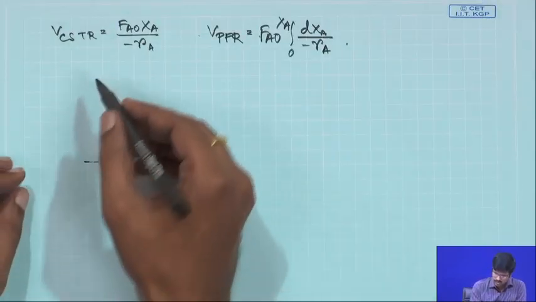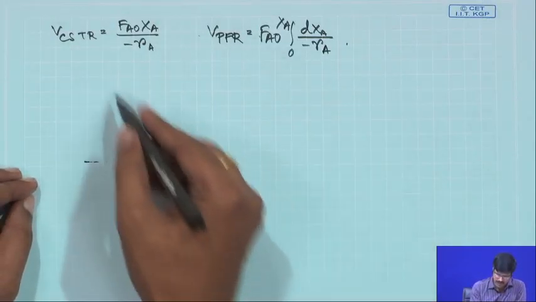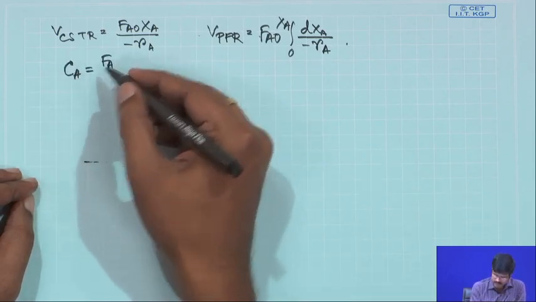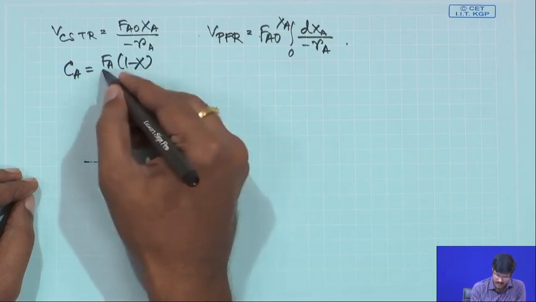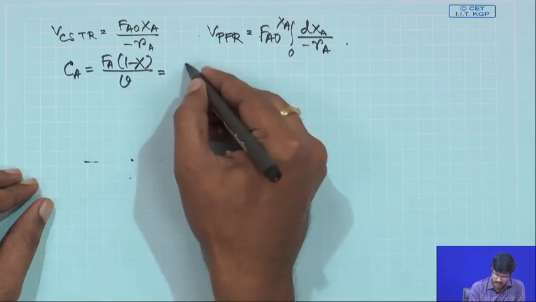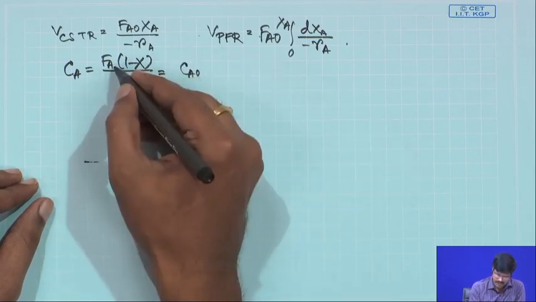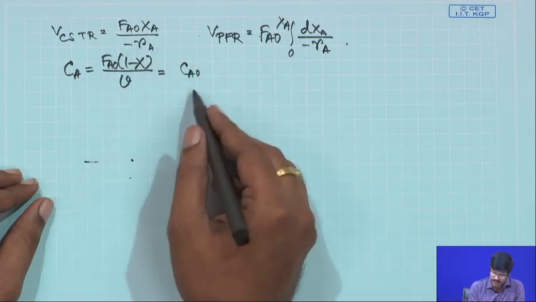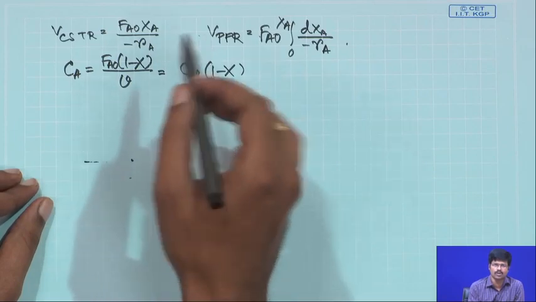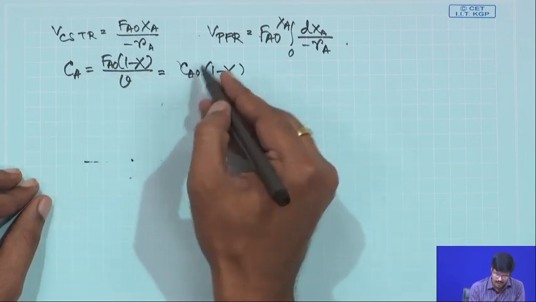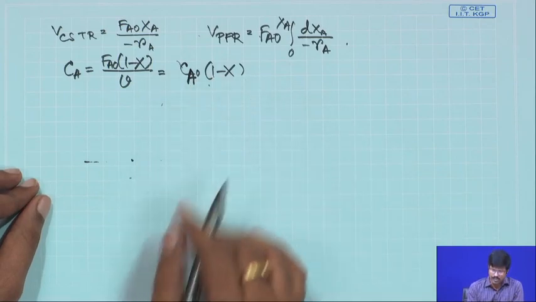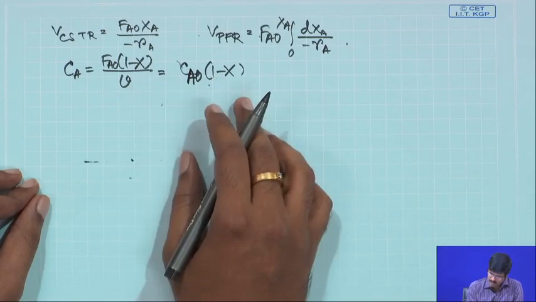So, stoichiometry, now step by step let us proceed. We go to the stoichiometry. Concentration of A is equal to Fa into 1 minus x divided by small v, and that is equal to Fa0 into 1 minus x by small v, which is equal to Ca0 into 1 minus x. This is appearing everywhere, so I am not going to explain again how this appears. Even before, when we constructed the stoichiometric table, we had discussed this. So, this is the expression.